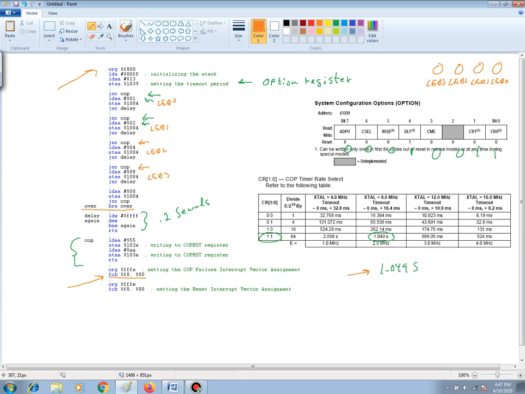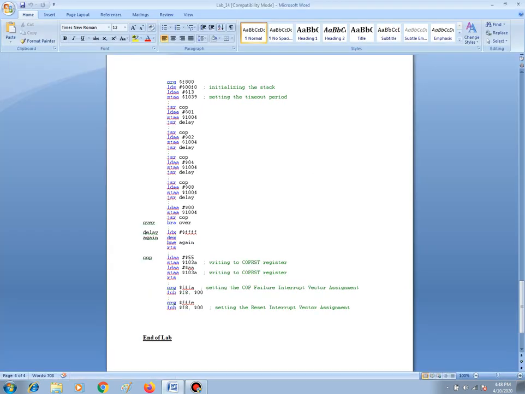So what is happening then, the overall program, it is flashing LED 0, then LED 1, then LED 2, then LED 3, and then all the LEDs are off at this point, and then it waits about 1.049 seconds, because that's how long it takes the Watchdog timer to time out. And then when that happens, it goes to the cop failure interrupt vector assignment, grabs that F800, and knows that it's supposed to go to that address, which causes it again to flash LED 0, then LED 1, then LED 2, then LED 3, and then everything goes blank, and then about a second afterwards, it flashes them all over again. And that's showing you that the Watchdog timer is operating. And this concludes the lab on the Watchdog timer.